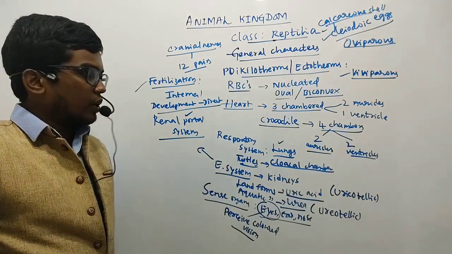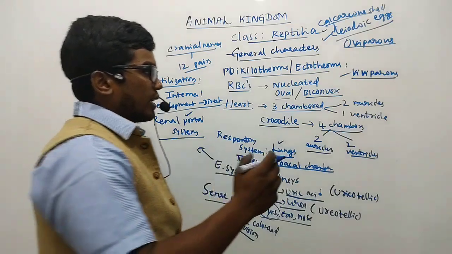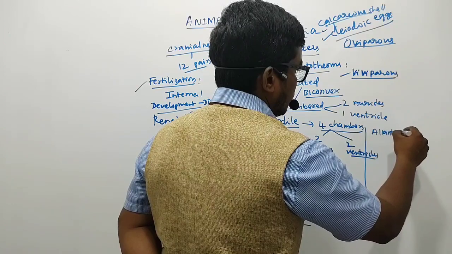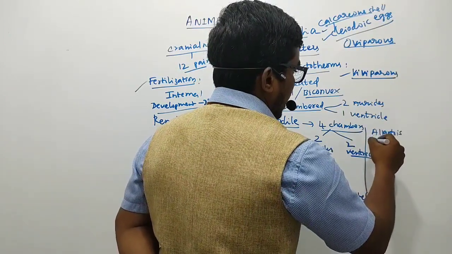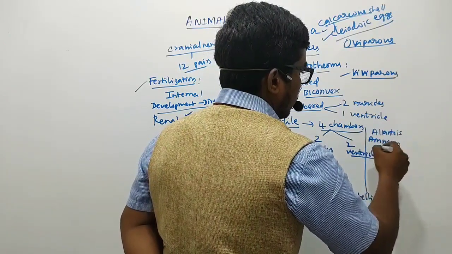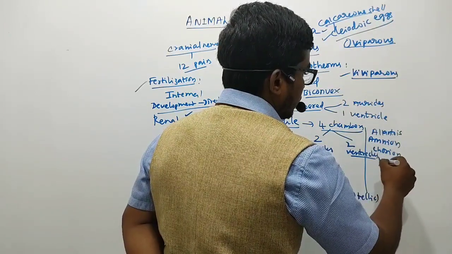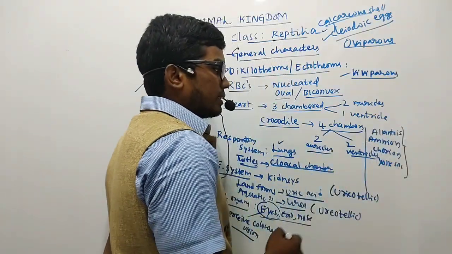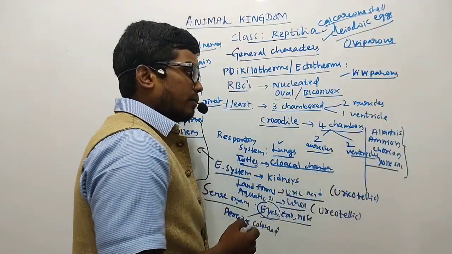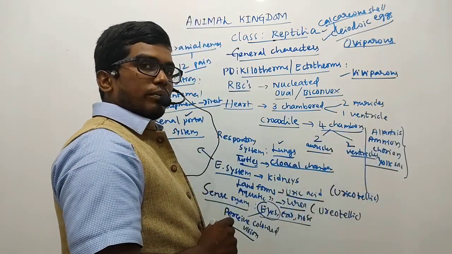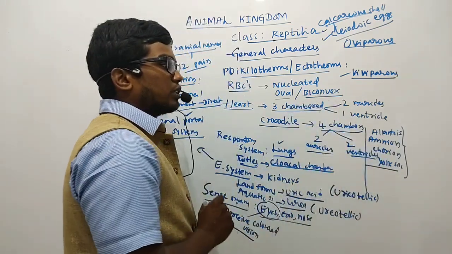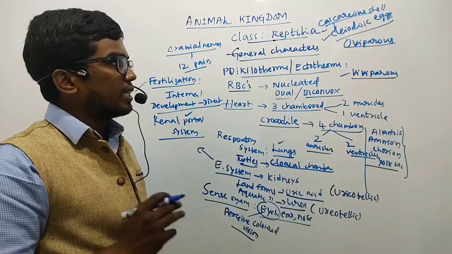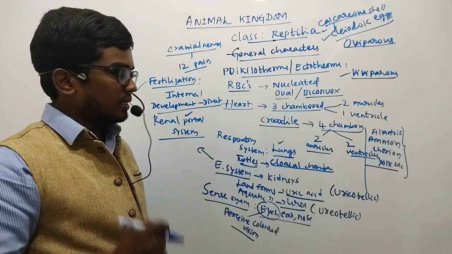Then nourishment to the embryo: when you consider, they have all the four extra embryonic membranes, that is, allantois, amnion, chorion and yolk sac. All these four membranes are called extra embryonic membranes. They provide protection to the embryo, they provide nutrition to the embryo, and they also perform excretory functions of the embryo. So it is well developed in case of this class.